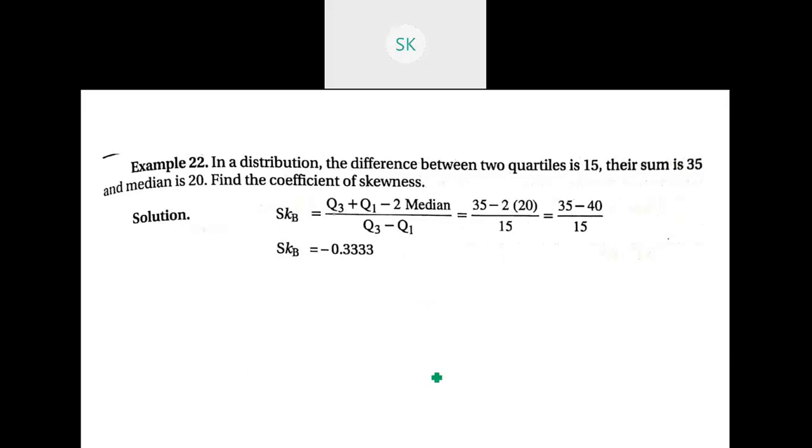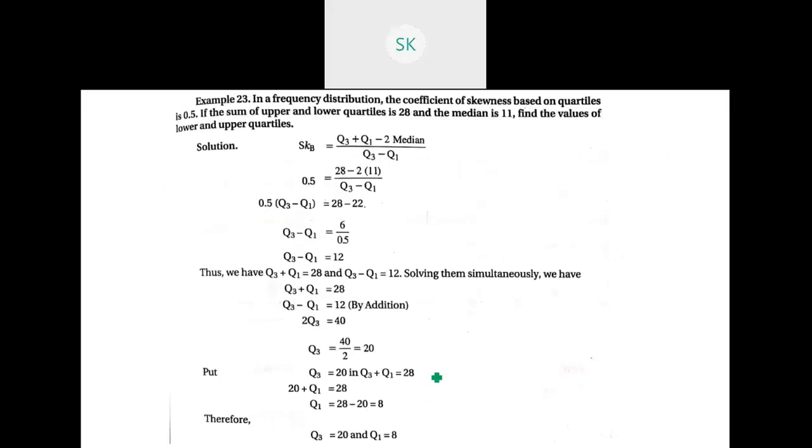Let's go to the next question. In a frequency distribution, the coefficient of skewness based on quartiles, again, nowhere are they saying it is Bowley's coefficient. Everywhere it is given in the sentence as coefficient of skewness based on quartiles. So, Bowley's coefficient is also known as skewness based on quartiles.